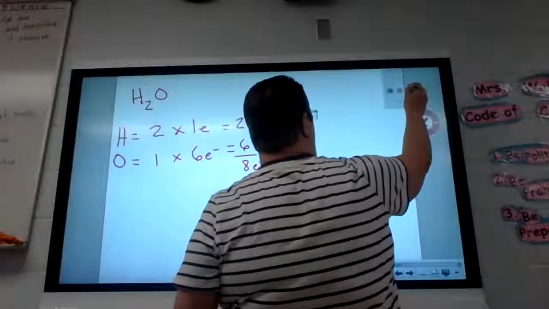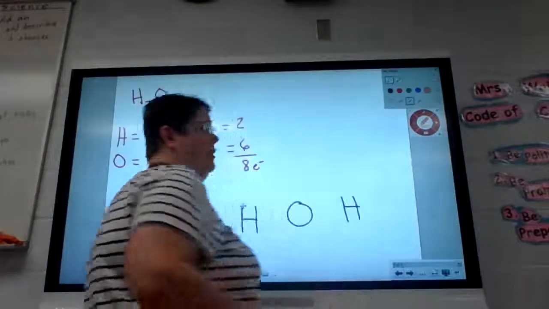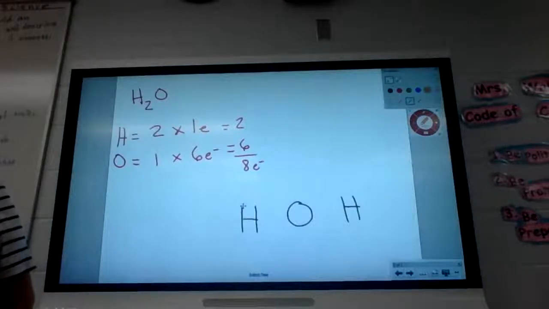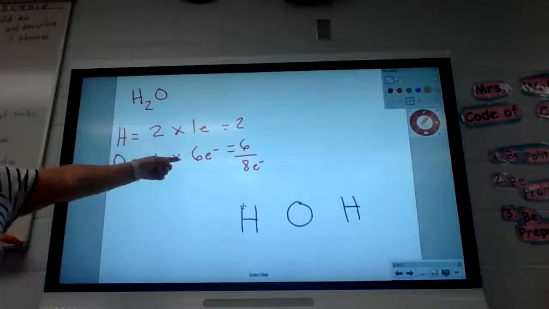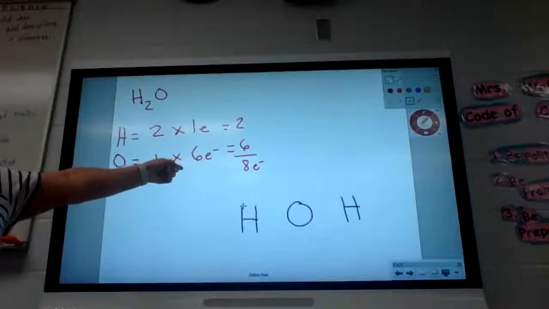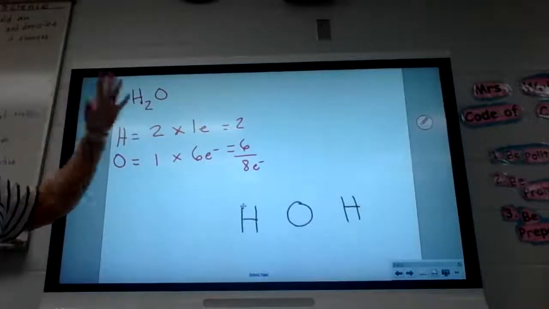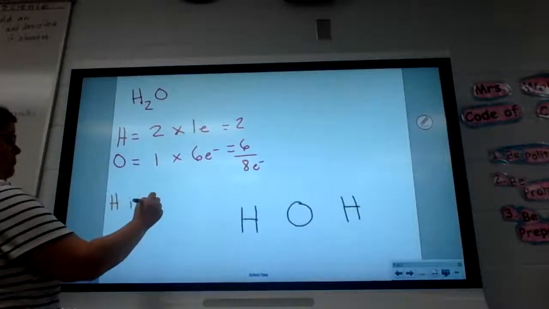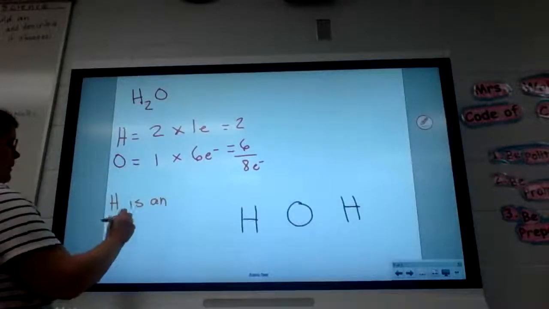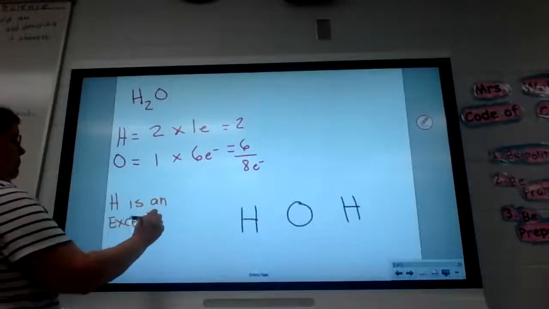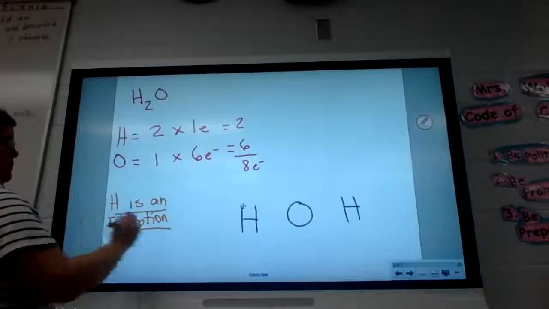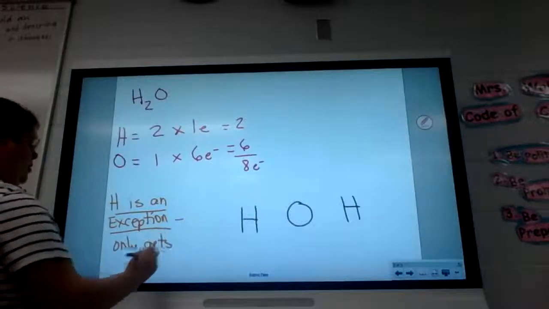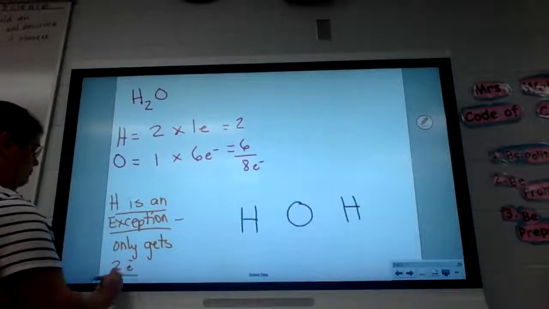So now we have to draw how many electrons. Rule 4 says you have to draw in the number of valence electrons that you added up in step number 1. So we're drawing in how many electrons? 8. Now I chose this one because hydrogen is an exception. It's one of 2 that I'm going to make you learn. Okay, hydrogen is an exception. It only gets 2 electrons.